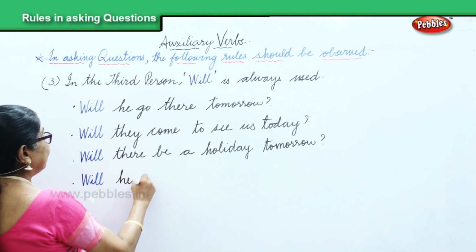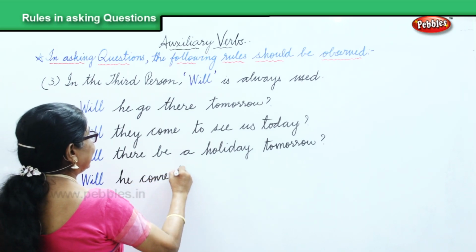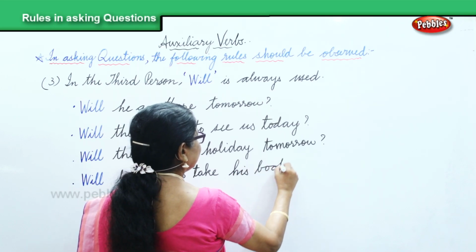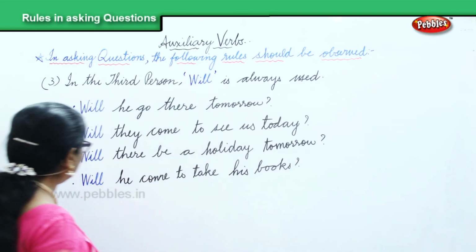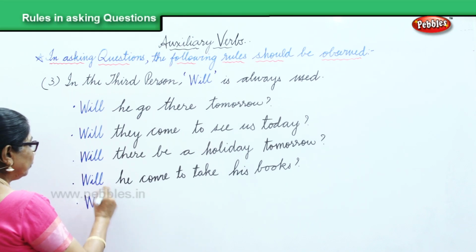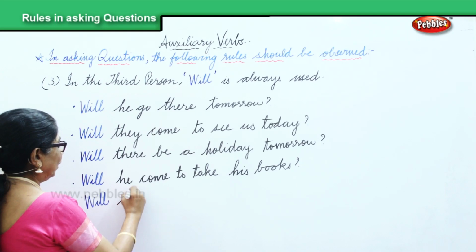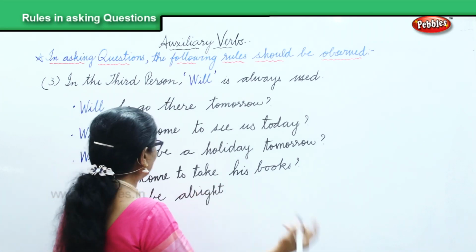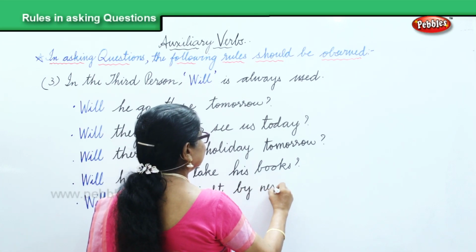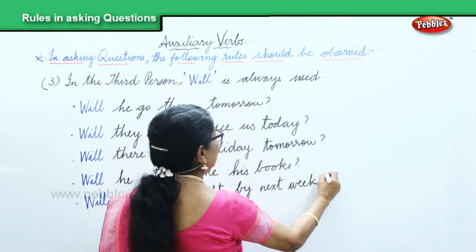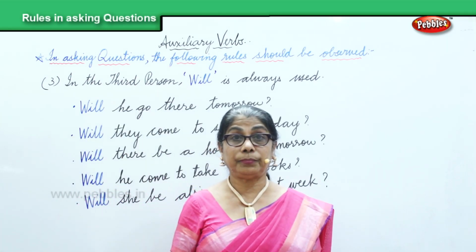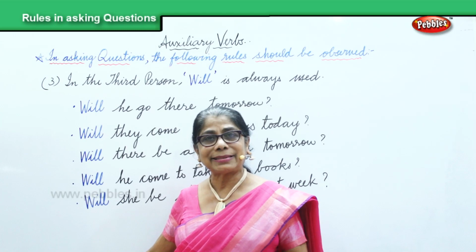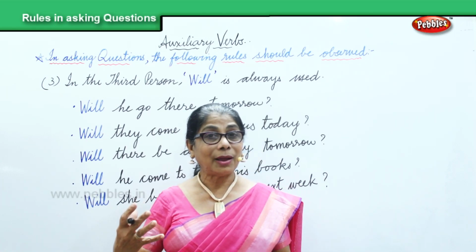Will he come to take his books? Will she be all right tomorrow? Will she be all right, say, by next week? What are we looking at? Is that will is always used. Okay? Now, we learn the usage of shall and will. Now, what we will do, we'll do a short exercise so that we can recollect what we have already done.